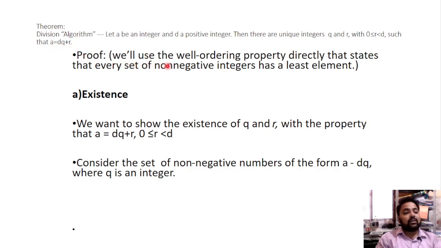Proof: we will use the well ordering property directly, which states that every set of non-negative integers has a least element. We want to show the existence of q and r with the property that a is equal to dq plus r and r is greater than or equal to 0 and less than d. Consider the set S of non-negative numbers of the form a minus dq, where q is an integer.